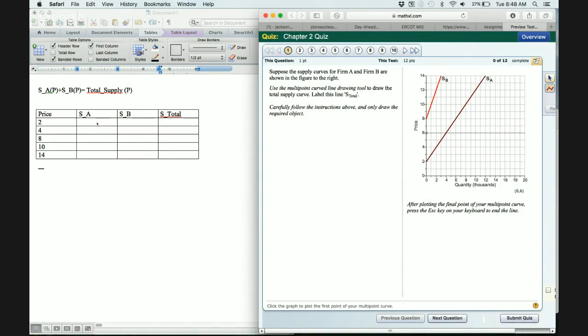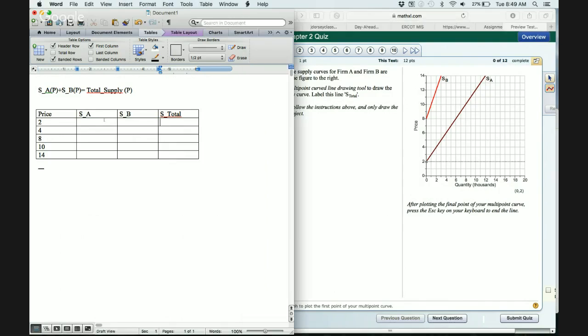I made a little table so we can mark it down. Let's start out at price 2. That's the first one I put in the table. At price 2, SB doesn't even show up, and SA is still at 0. So at P equals 2, SA equals 0 and SB equals 0. These two added together are just going to be 0 as well.